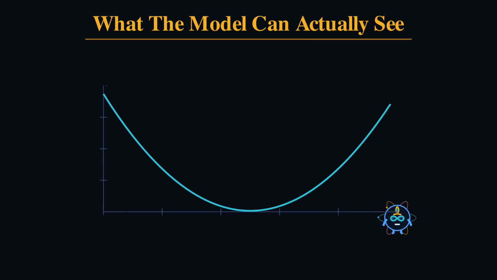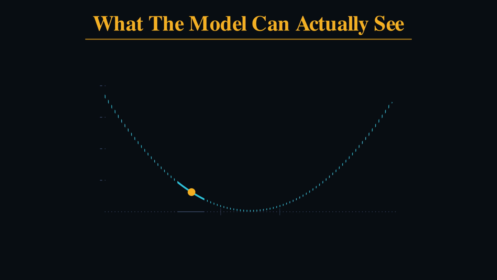Here is the trap in how this is usually drawn. We can see the whole curve, so the answer looks obvious. Just go to the bottom. The model sees none of it. It stands on one point in the dark and it has to decide which way to move, left or right.